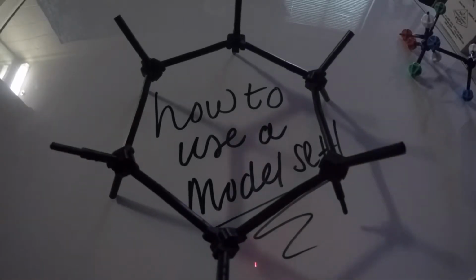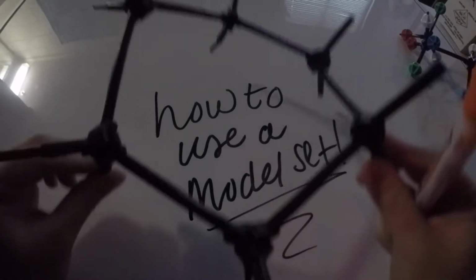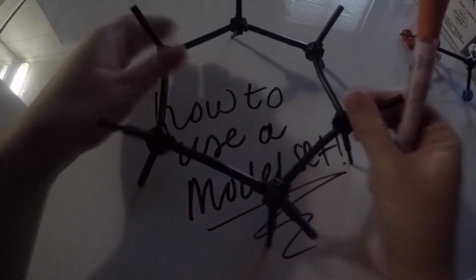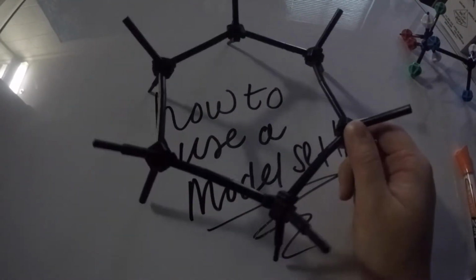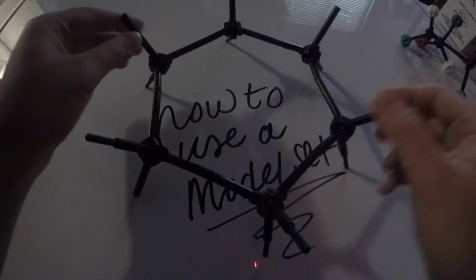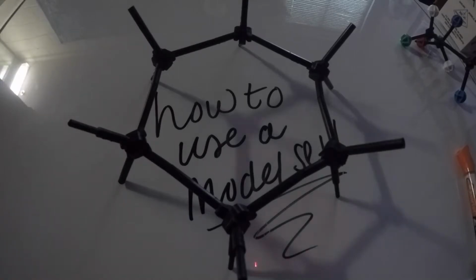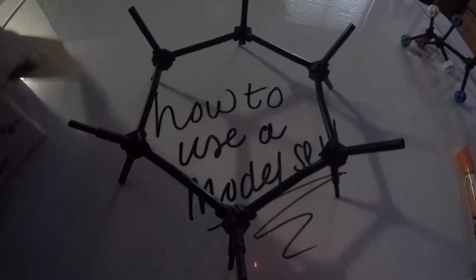So today I'm going to teach you guys how to use a model set. Now this is a model set. You can buy it for about 13 bucks, and it ranges to more expensive. You can find some online, and you can make cyclohexanes, different types of molecules and all that, just to give you more visualization of what is going on in front of you.